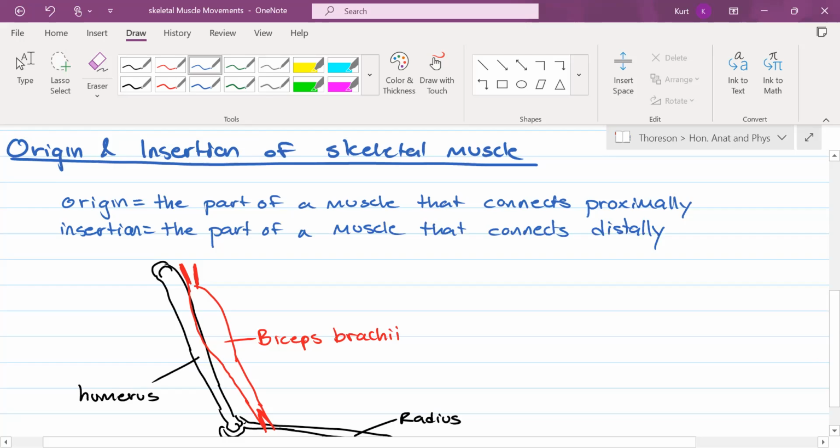What does proximal mean? Closer towards the body. And distal means further from the body. So what part of the bicep is the proximal end? The shoulder side or the forearm side? Obviously the shoulder side. So the part of your bicep that connects to your shoulder would be considered the origin of the bicep. And the part of the bicep that connects to your forearm, which brings your forearm up, would be considered the insertion.